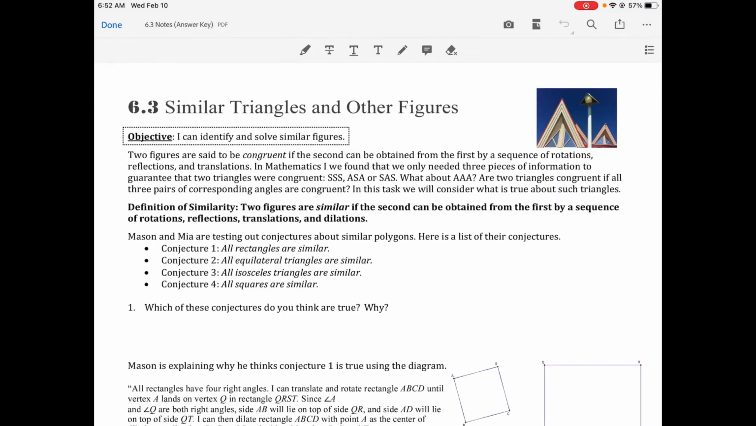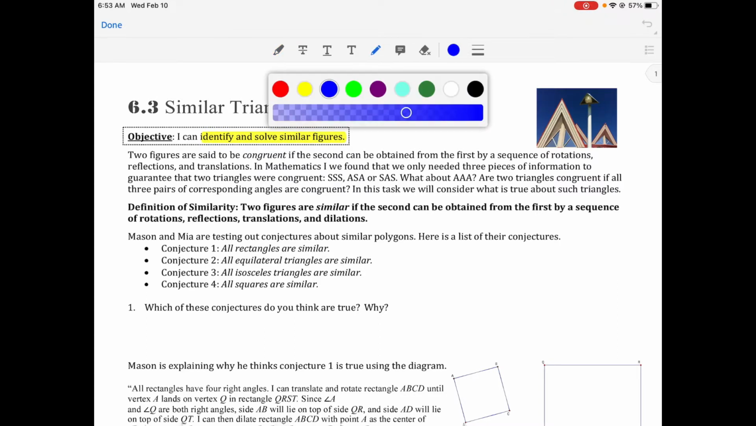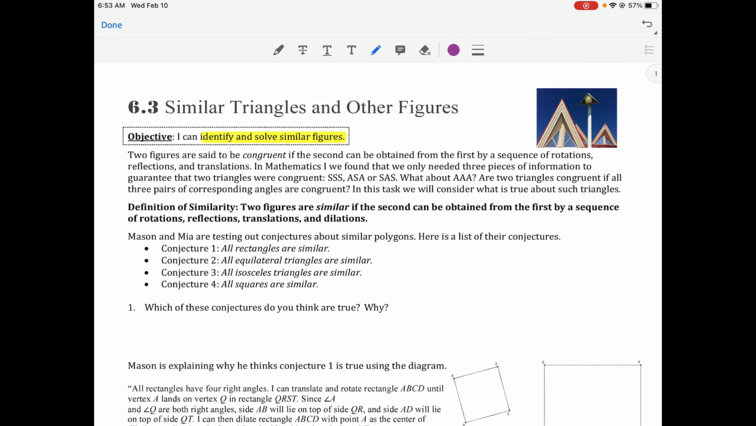Okay, for today's lesson, you're going to look at identifying, but then also solving similar figures. In particular, we're going to look at triangles. We started off and did a little bit of exploration, so I'll just recap for you on this. Feel free to go through these questions on this first page on your own.